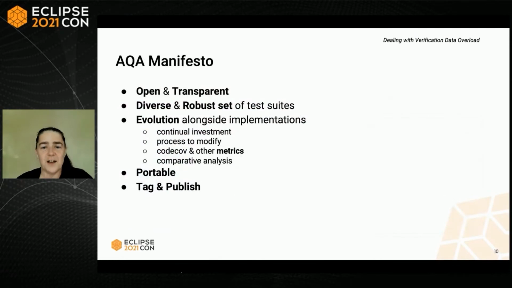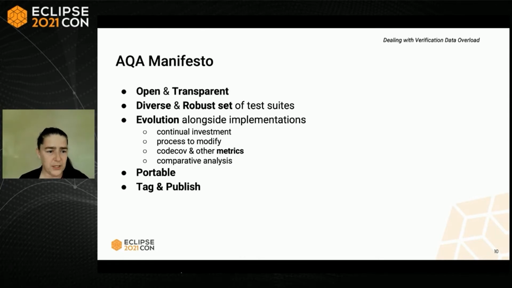So we've emphasized the importance of us being open and transparent, and there are a few other rules that we live by in the project. We have this diverse and robust set of test suites. We believe strongly that tests should evolve alongside the things that they are testing, so we continuously invest in our work and our tests. We have a process to modify the suite, and we run metrics to continuously check that tests are still valid and still useful in our work. And finally, we do also apply comparative analysis.